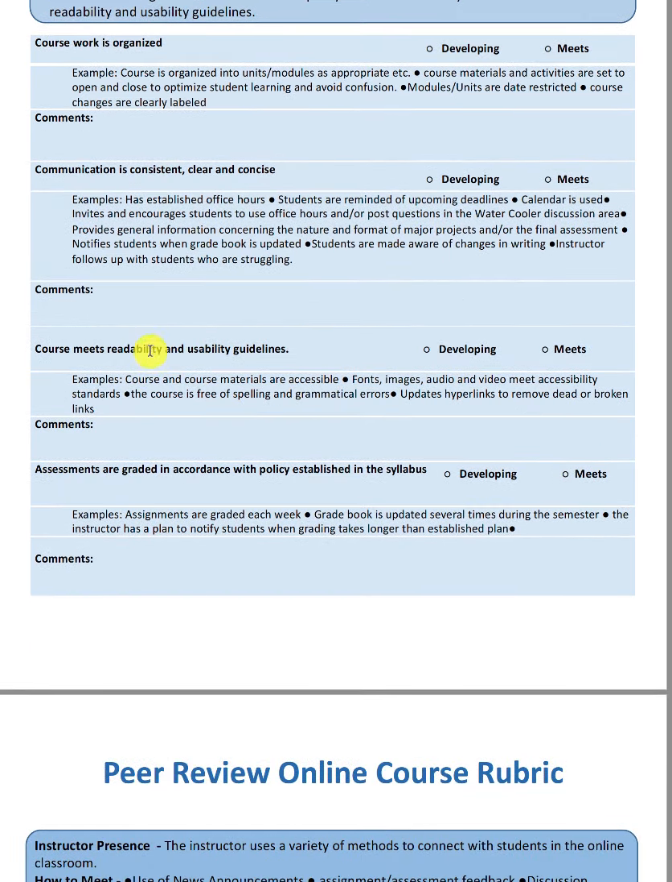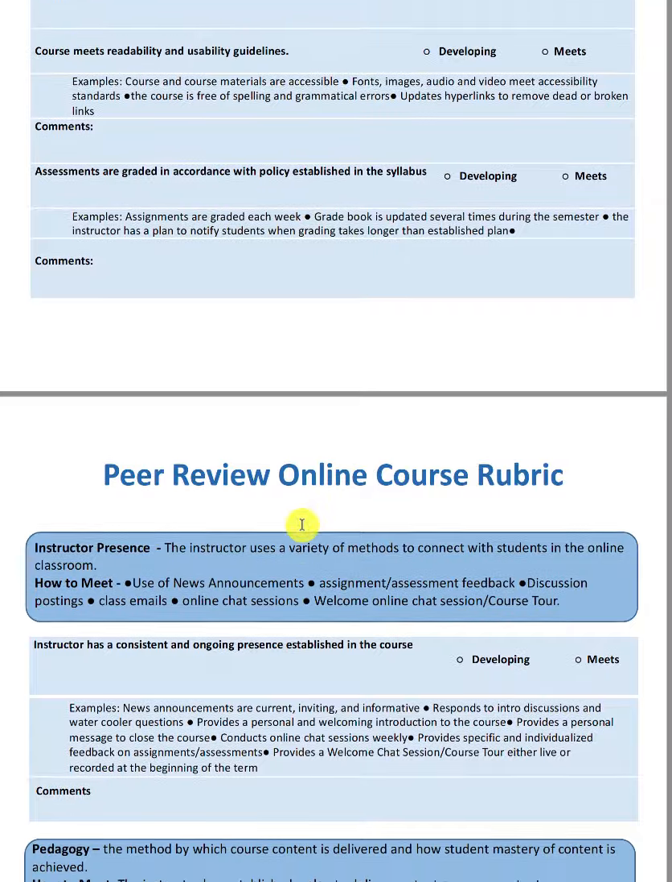The third one here is course meets readability and usability guidelines. This is talking about accessibility. Again, examples of how the reviewer may look in the course to find how this might actually be met. And then the fourth one for this first topic is assessments are graded in accordance with policy established in the syllabus. And then there are some examples of how that might be met.